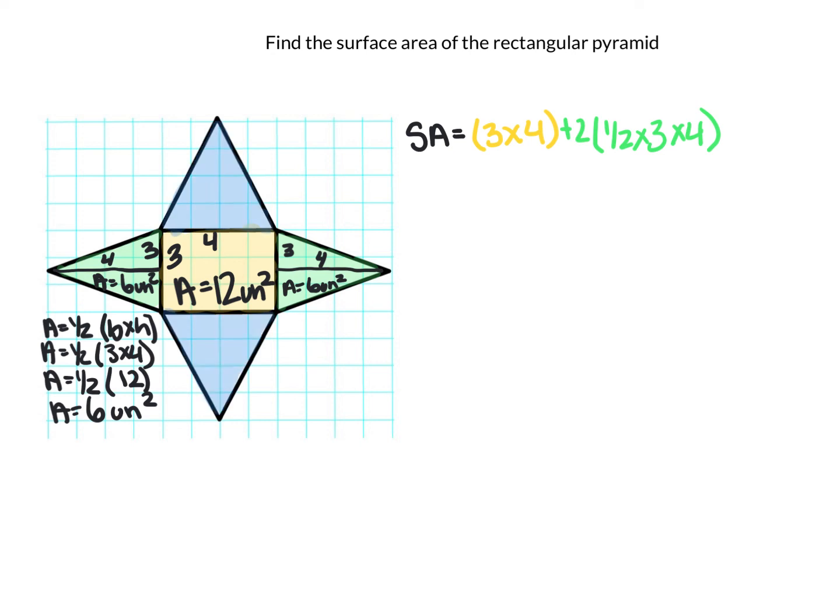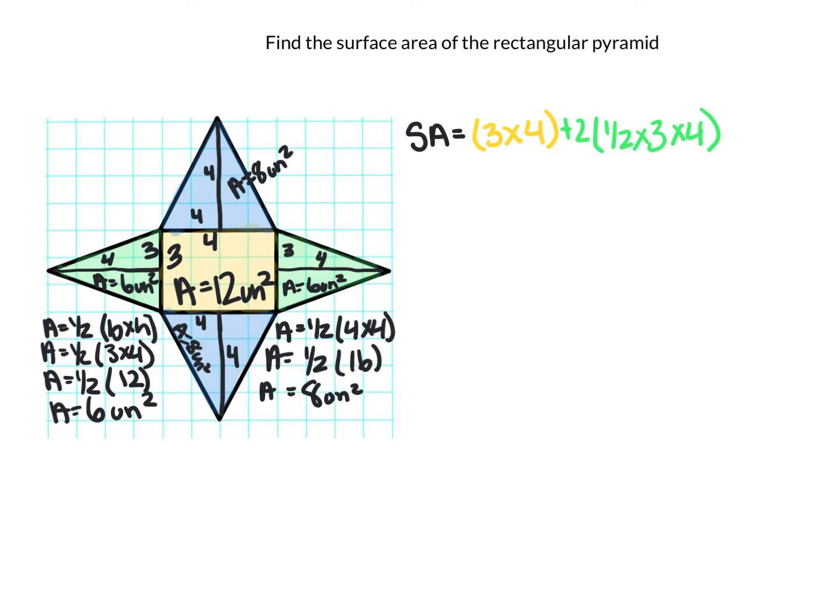Now let's find the area for our two blue triangles, which are the other two faces for our rectangular pyramid. For these two triangles, they have a base of 4 units and a height of 4 units. So once we plug in our base and height into our area of a triangle formula, we get that it is 8 square units for our blue triangles. And for our surface area equation, we're going to add 2 for our 2 blue triangles times the area of the triangles, which was half, and 4 for the base and 4 for the height.